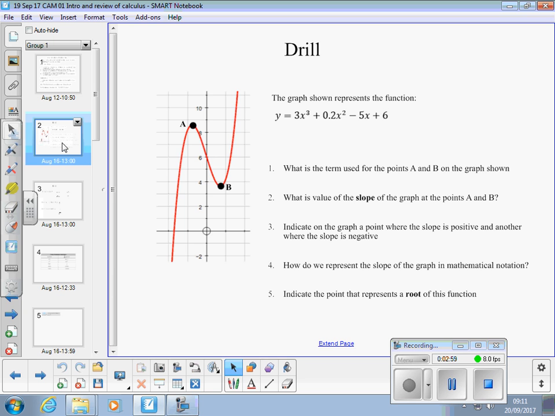All right, so there's a graph of a function there. Function of y is listed. What term would you use for the points A and B on the graph? What's the value of the slope at points A and B? Indicate on the graph a point where the slope is positive and another one where the slope is negative. How do we represent the slope in mathematical notation? And indicate the point that represents the root of this function.